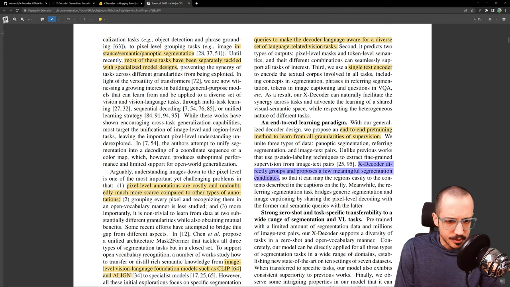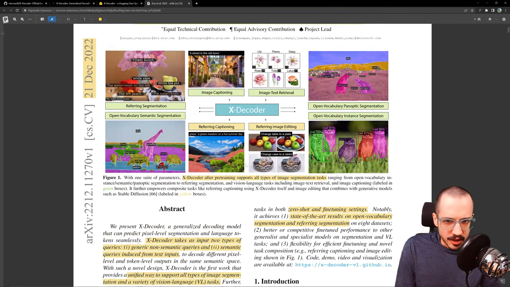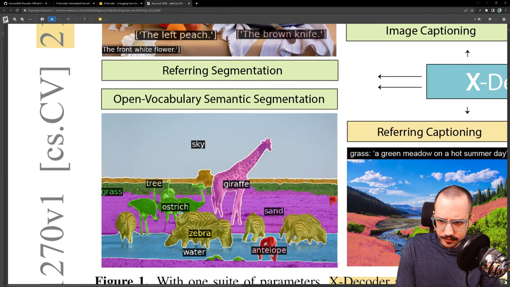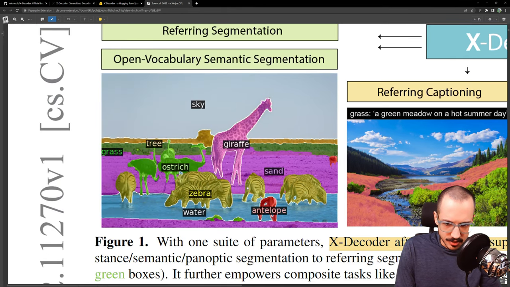Directly groups and proposes a few meaningful segmentation candidates. Okay, so it's not trained on any specific category, so the masking is almost more just object-centric. It just kind of generically masks things that are similar together. And I think that's why maybe you see here in this picture of this savanna scene, some of the zebras are segmented individually, but then you also have these groups of zebras that are all segmented as one. So maybe that's a limitation there where individual instance segmentation is difficult.